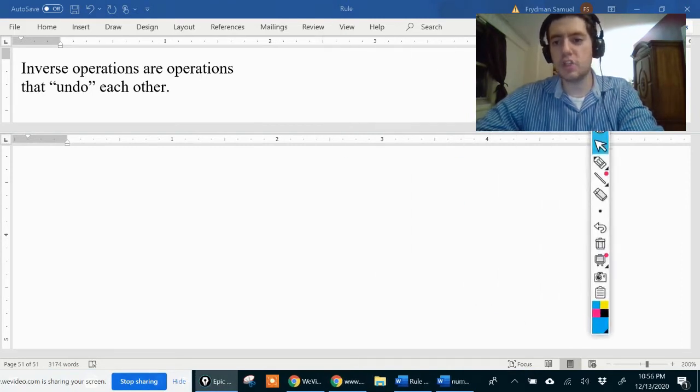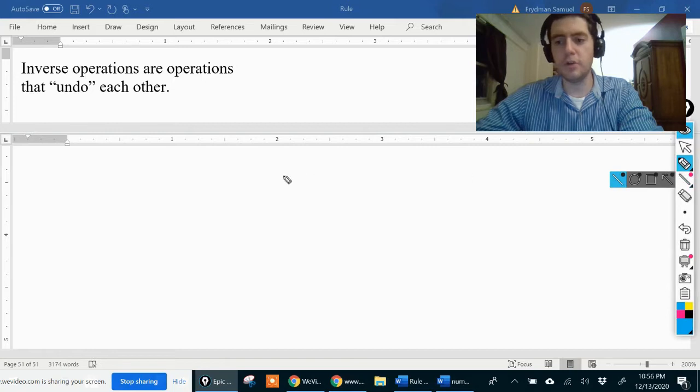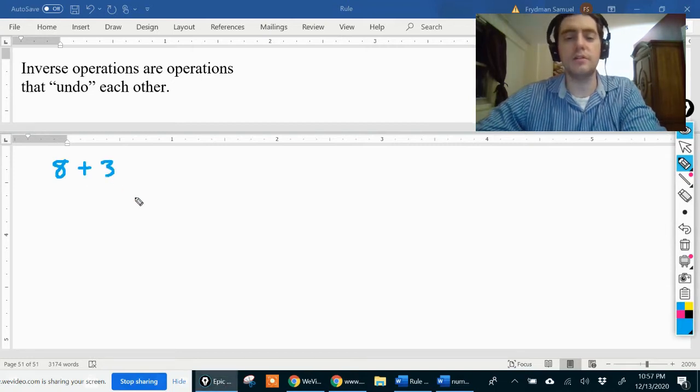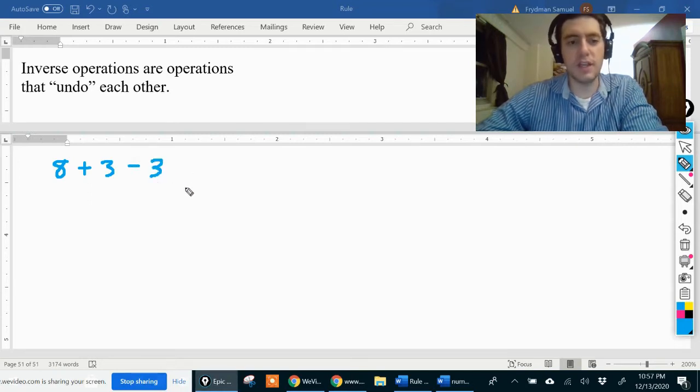Let's say we start with a number, could be anything. How about the number 8? And then we add 3. What would we get? We would get 11, right? And now what if we take 11 and subtract 3? Well, 11 minus 3 is 8.